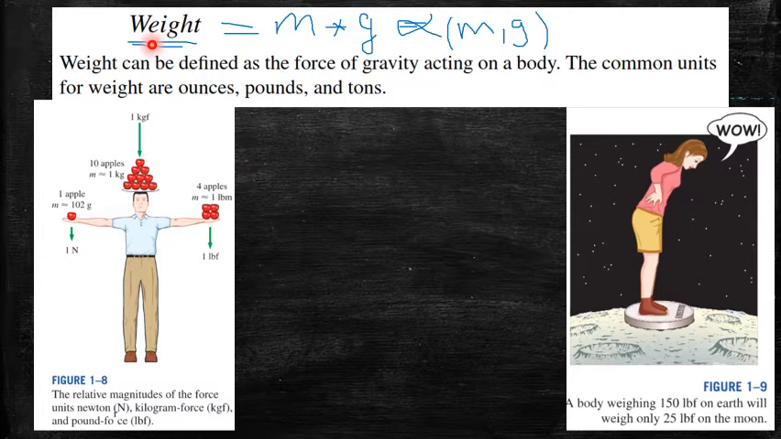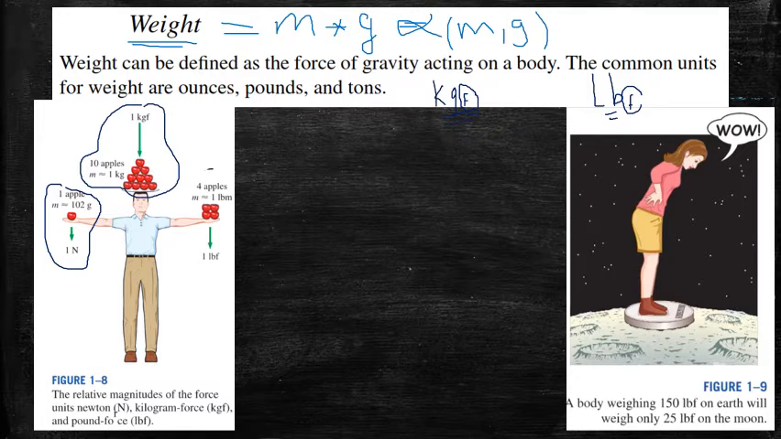The famous units for weight are Newton or ounce, pound, ton, kilogram force. We can use, of course, kilogram force, kgf, or pound, lbf. So pound and kilogram are mass units. If we add F, it will be pound force or kilogram force for weight or for the force. Here is a comparison between the Newton and kilogram force and pound force.